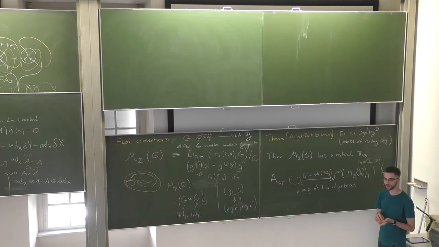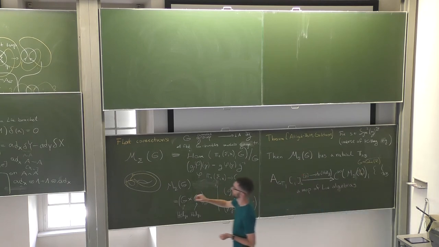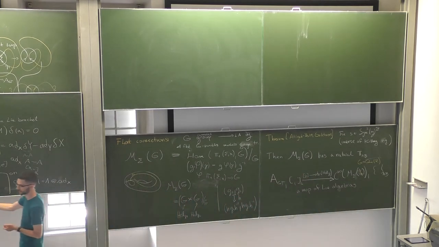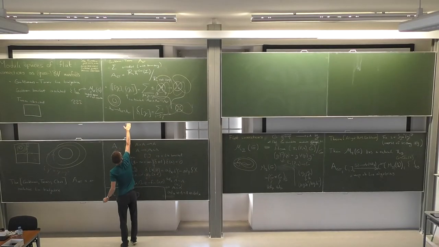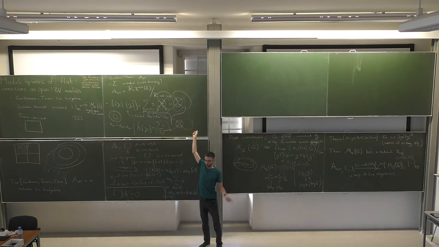Okay. And what happens if the group is not GLN? Then the bracket rule changes. The definition of the Lie bracket, you can change it to accommodate basically different structure constants of the group.